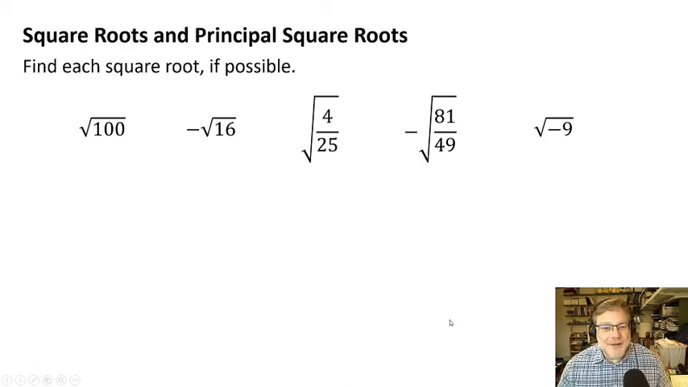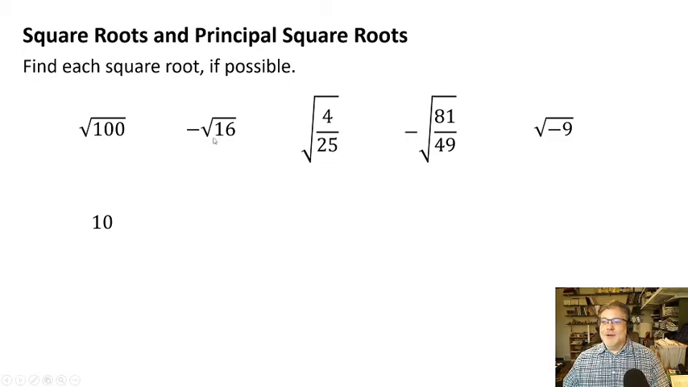So how would we find these square roots? And we say, if possible. Believe it or not, there are some instances in which it's not possible. Let's think of what some of those things are as we're going along with this. The principal square root of 100, that's 10, that makes sense.